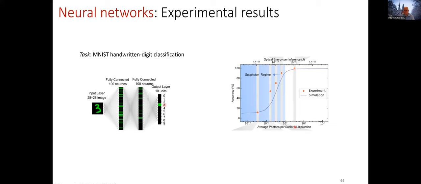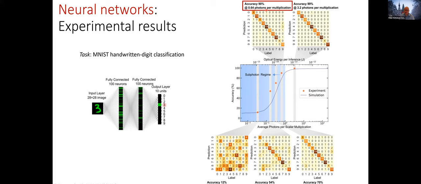And we can see that when we use more than one photon per multiplication, we get high accuracy. And when we use way less than one photon per multiplication, we get essentially almost random outputs. But there's some really interesting regime over here, which is that at less than one photon per multiplication, so 0.64 photons per multiplication, you're still able to achieve 90% accuracy. So this is a demonstration of the intuition I gave you a couple of slides ago, that somehow you can really get away with less than a photon per scalar multiplication and have it be sufficiently accurate that you can do machine learning with it.